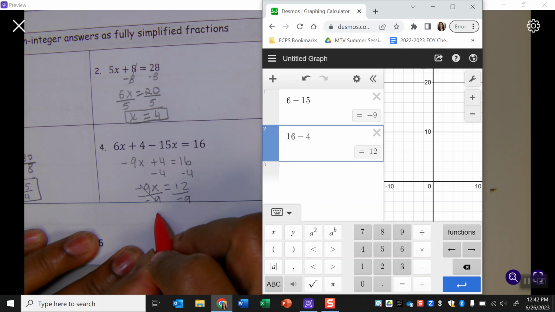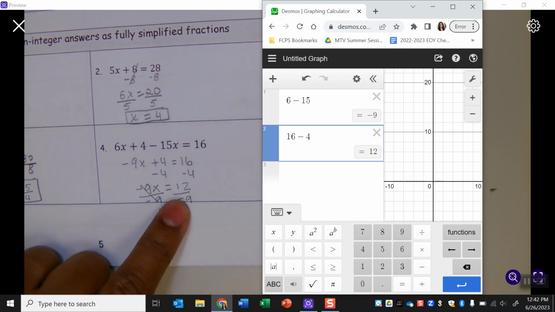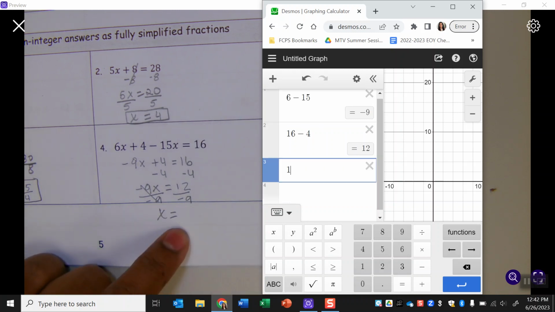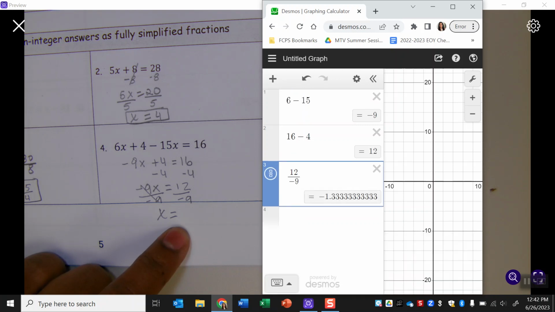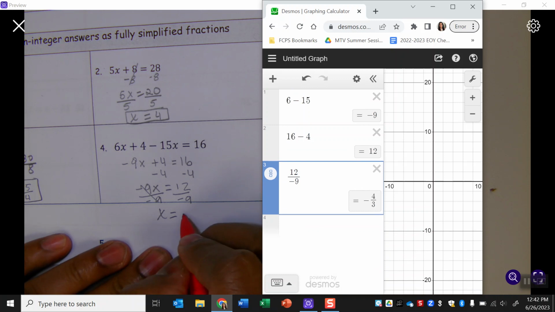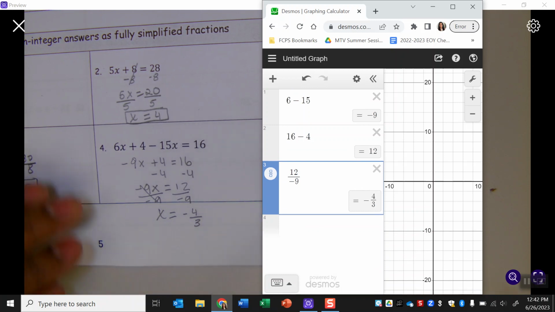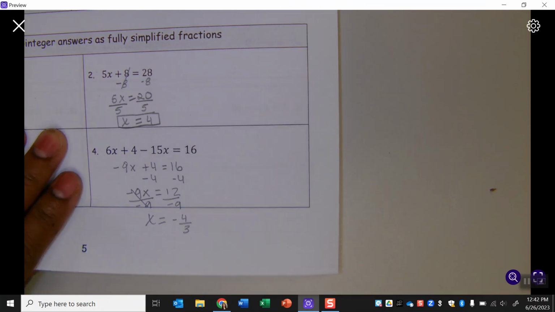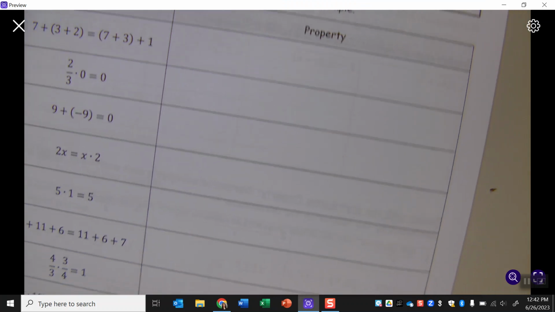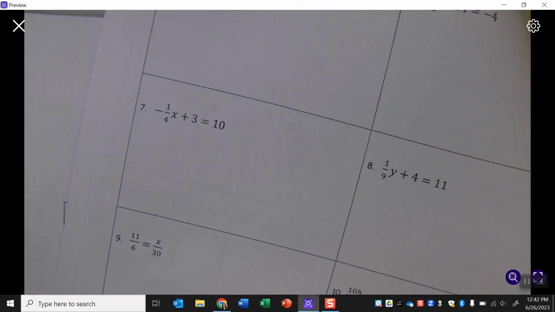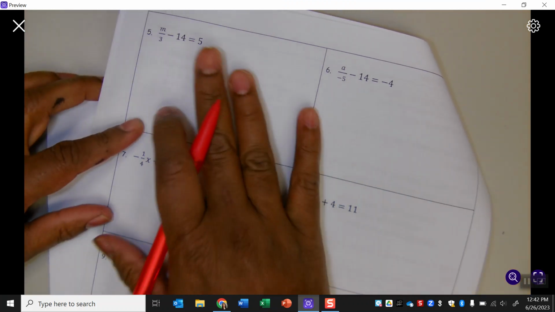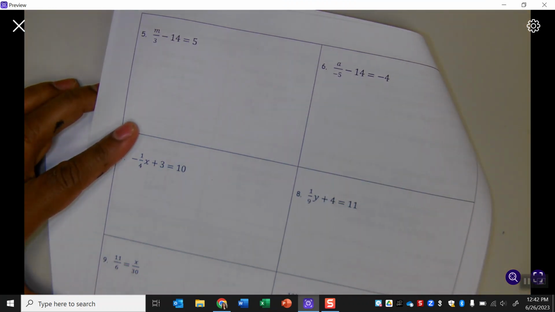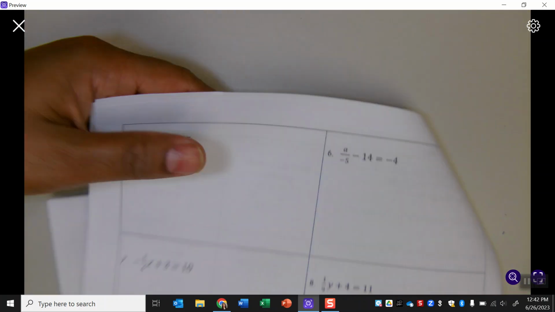Divide both sides by negative 9. And then you have here x equals, I'm going to see what that is. So that's 12 divided by negative 9. Press the fraction button. That's equal to negative 4 over 3. So there's a bunch more practice here. I'll do number 5. I'll do the odd ones and have you try the even ones. Okay?